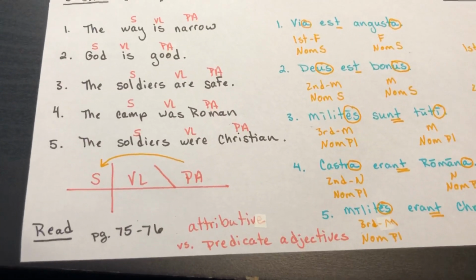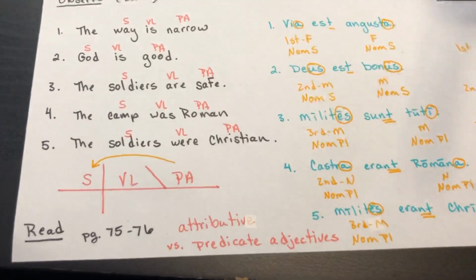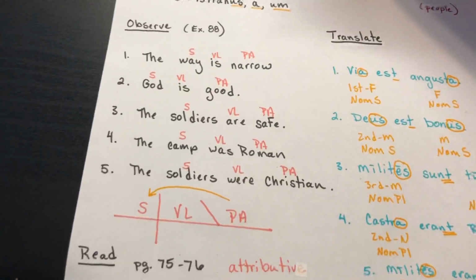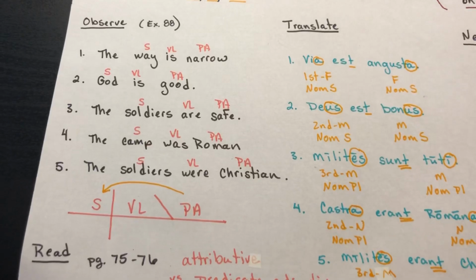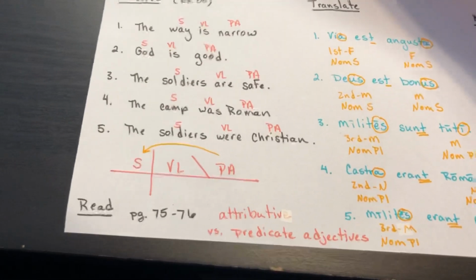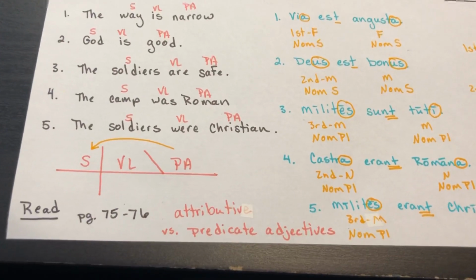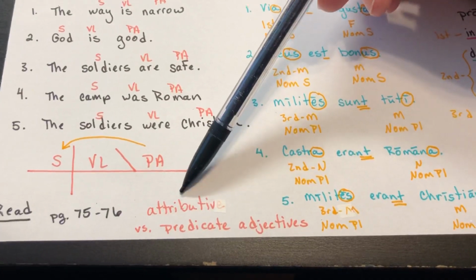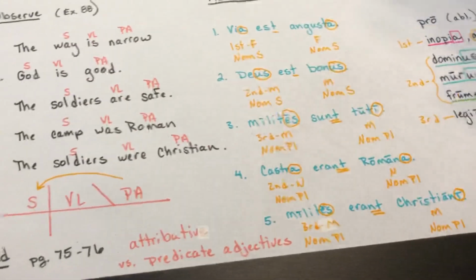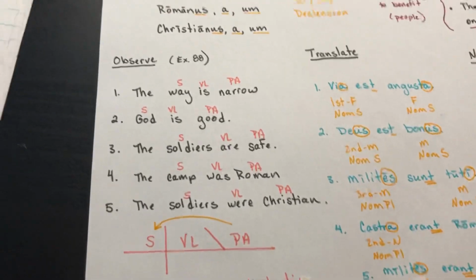Once we've made our observations, we'll go to pages 75 and 76, and they will read, and I will have them see if they can explain to me what they're reading. One of the things in this section, the bottom of page 75 and the top of page 76, is this idea of attributed versus predicate adjectives, which is not really something I would want to get them hung up on if they don't fully understand.